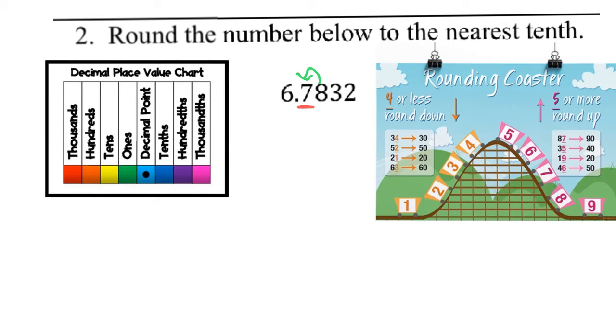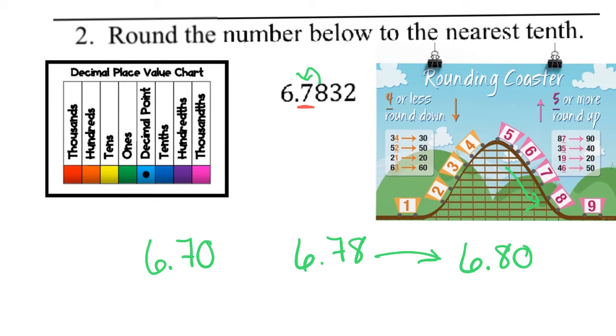So an 8 is on this side of your coaster. So we're going to round it up to the next number, because a great way to think of it in my head is, if I take this number, is it closer to 6 and 8 tenths or 6 and 7 tenths? Or you could think of it as 6 and 80 hundredths or 6 and 70 hundredths. Well, it's going to be closer to the 6 and 80 hundredths. So this would round to 6 and 8 tenths.